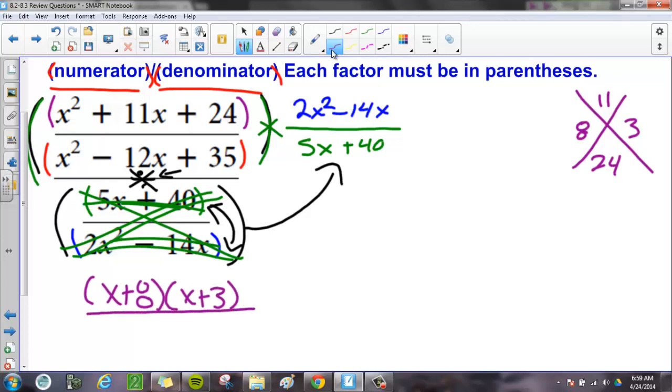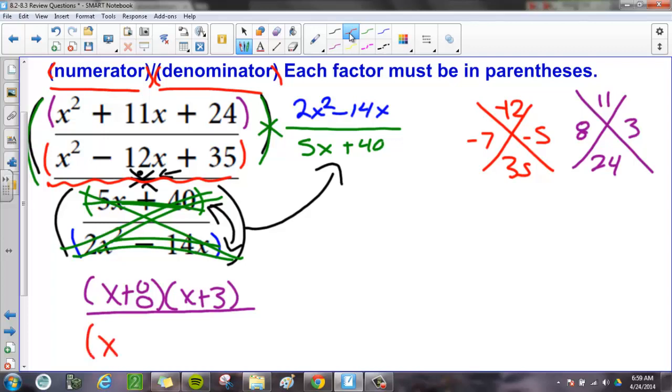Now let's do this red section right here. We'll do that work over on this side here. So we have 35 and negative 12. Well, that's negative 7 and negative 5 right there. Okay, so we got x minus 7, x minus 5 right here. And our goal is just to simplify this, right? Now let's move over to here.